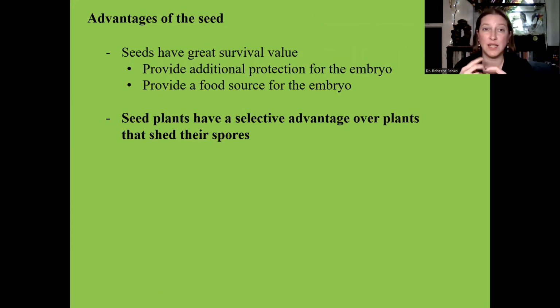So one reason is that seeds have great survival value. They improve the ability of the plants to survive and to make new plants. So seeds provide better protection for the embryo, and they provide a food source for the embryo, which we have not seen so far in this class. It's like there's a little lunchbox in there for the baby plant. And so seed plants have a selective advantage over plants that shed their spores because the embryo is better protected and there's a food source for the embryo.